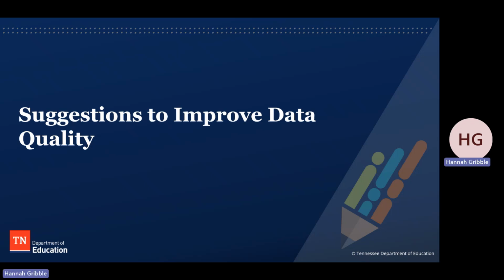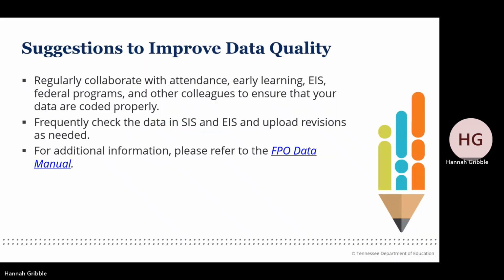Now let's continue with some suggestions to improve data quality. Regularly collaborate with attendance, early learning, EIS, federal programs, and other colleagues to ensure that your data are coded properly. Frequently check the data in SIS and EIS and upload revisions as needed. For additional information, please refer to the FPO Data Manual.